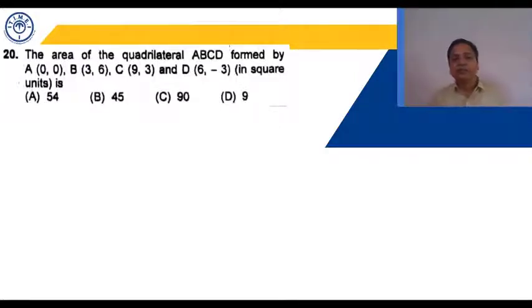In the previous class, we have used 2 different expressions to find the area of a triangle. Now in this class, we use the third expression, maybe one method. You have to find the area of a quadrilateral ABCD formed by A(0,0), B(3,6), C(9,3) and D(6,-3) in square units. So 54, 45, 90 and 9 were the options given. All are multiples of 9.